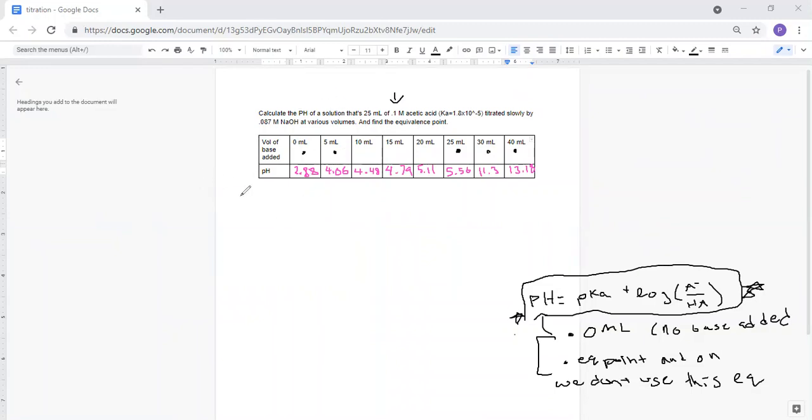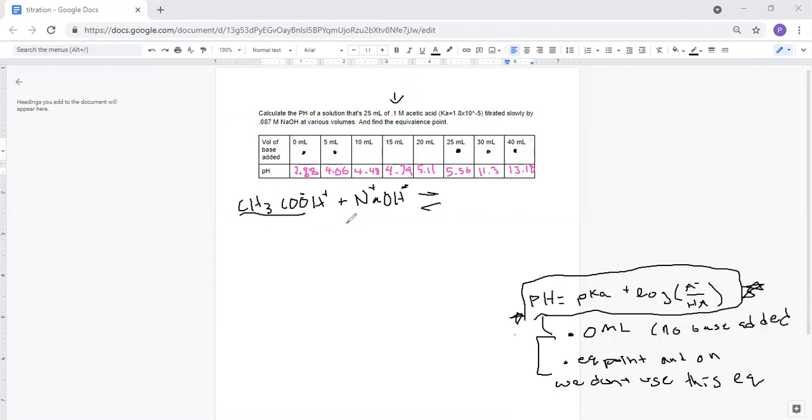So now we have 5 mils of base. So in the previous one, we had our acetic acid just dissociating by itself, but it's not by itself anymore. There's NaOH in the solution as well. So we have to take into consideration how they react with each other. The thing about acid-base reactions is you have to know who goes with what. This has the plus, right? And this has the minus. This has the plus and this has the minus.